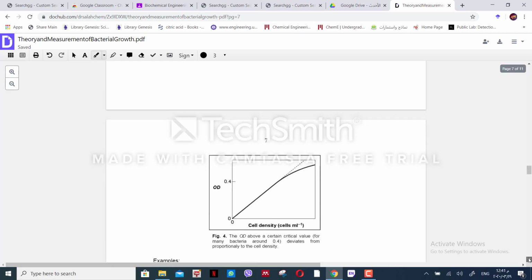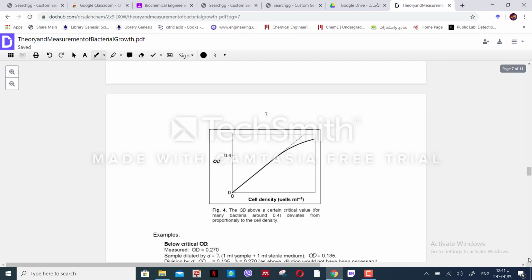So here is optical density against cell density. You see that the proportional region is approximately up to 0.4. If you are greater than 0.4, you have to dilute to get into this region. So you have to dilute with distilled water by a factor D, and after your reading you have to divide your reading over this D.